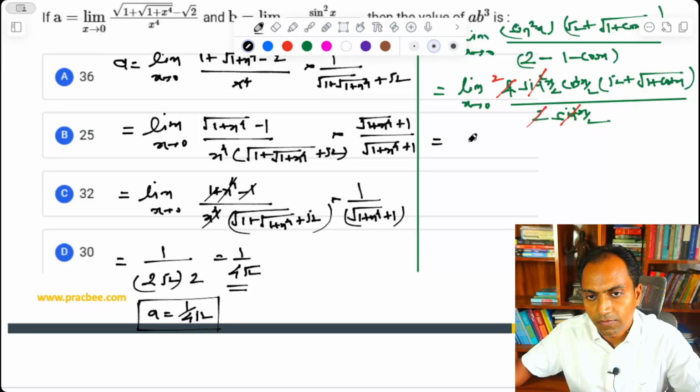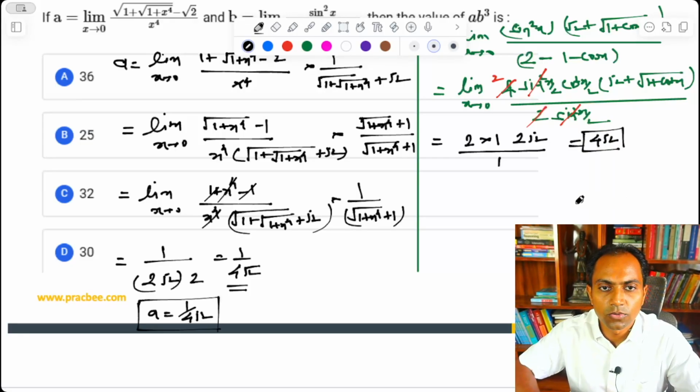So now if I write and put the limits, this becomes 2. Putting x equal to 0, cos term becomes 1. The next term will become 2 times root 2. And denominator is already 1. So answer becomes 4 root 2.